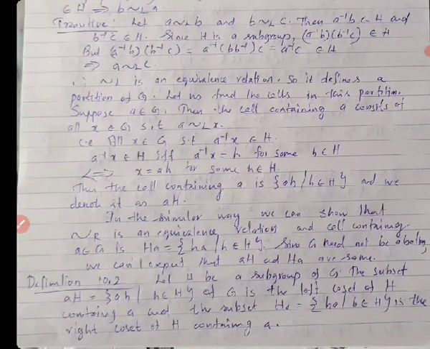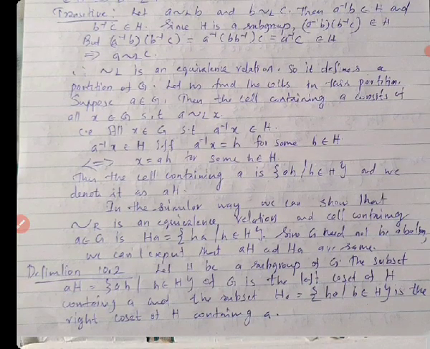Suppose a belongs to G. We need to find the equivalence class containing a, or the cell containing a. By definition, the cell containing a consists of all x in G such that a is equivalent to x under L. So a is equivalent to x means all x in G such that a inverse x belongs to H.